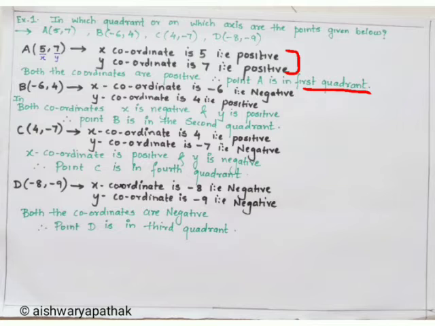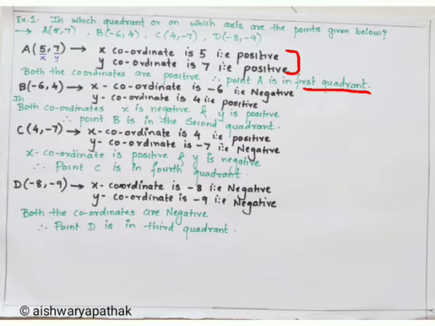Now the third one, C (4, -7). Here the x coordinate is 4, which is positive, and the y coordinate is -7, which is negative. So students, if the x coordinate is positive and the y coordinate is negative, in which quadrant does the point lie? Yes, correct. It lies in the fourth quadrant.